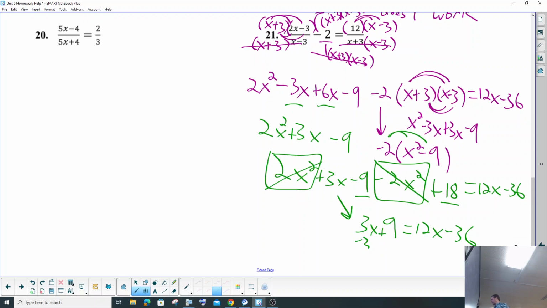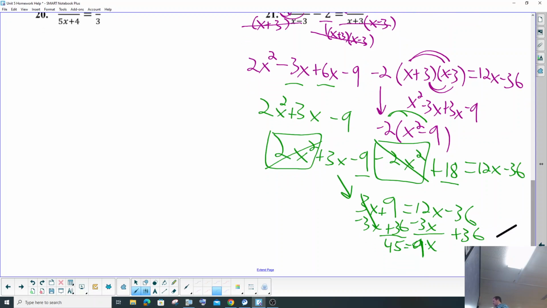Okay, so if we subtract 3x from this side, we get a 9x. And then we're going to add 36 to this side. And so when we do that, we get 45. Yeah, I think we did it. So divide by 9, divide by 9. So 45 divided by 9 is 5.